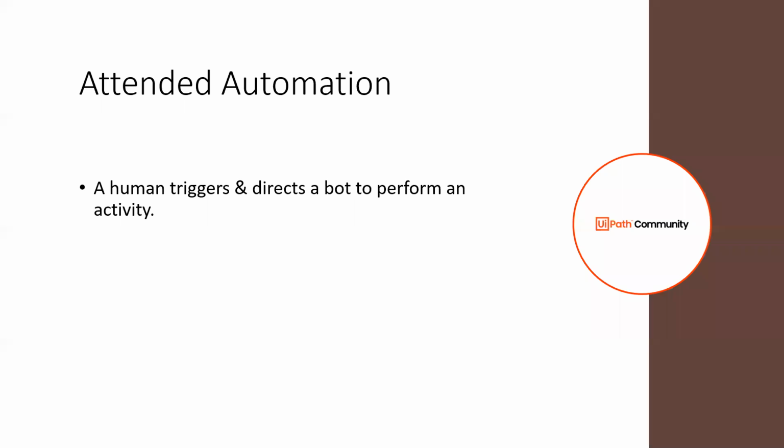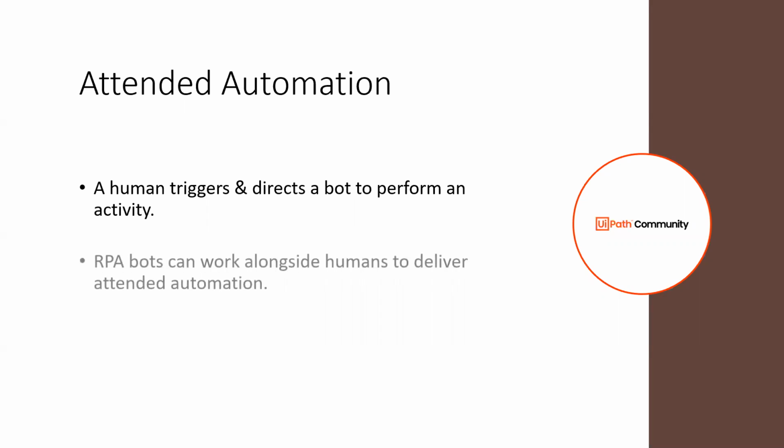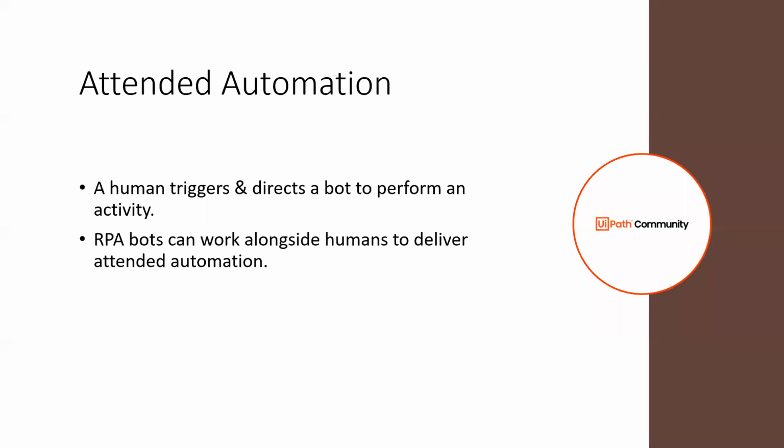Even though you are running your bot from the orchestrator, so it will start at a particular time, there might be some inputs that should be given by a human while the bot is being executed. You can see the second point: RPA bots can perform alongside humans to deliver attended automation. So we have developed a workflow in UiPath which is going to automate our process, but along with that, a human is also involved to make sure some inputs are given by the human.